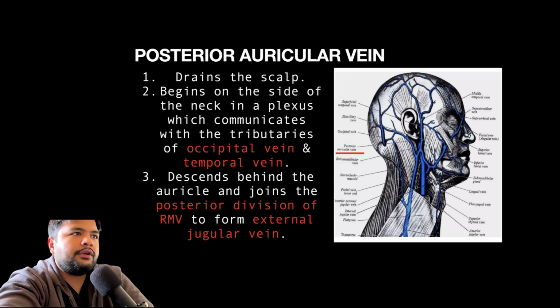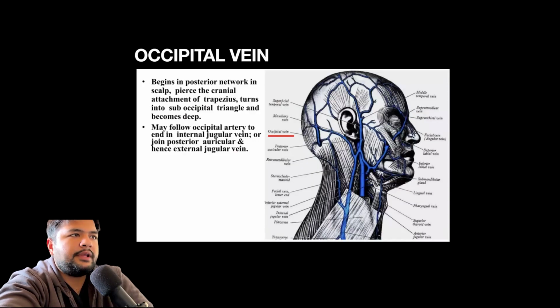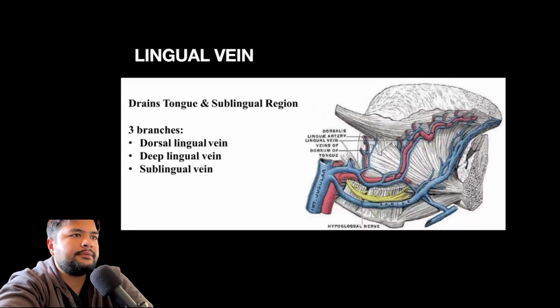So coming to the posterior auricular vein, it drains the scalp and begins on the side of the neck in a plexus, which communicates with the tributaries of the occipital vein and temporal veins. It descends behind the auricle and joins the posterior division of the retromandibular vein to form the external jugular vein. Coming to the occipital vein, it begins in the posterior network in the scalp, pierces the cranial attachment of the trapezius, turns into the suboccipital triangle and becomes deep, may follow the occipital artery to end in the internal jugular vein, or join the posterior auricular vein and hence the external jugular vein.